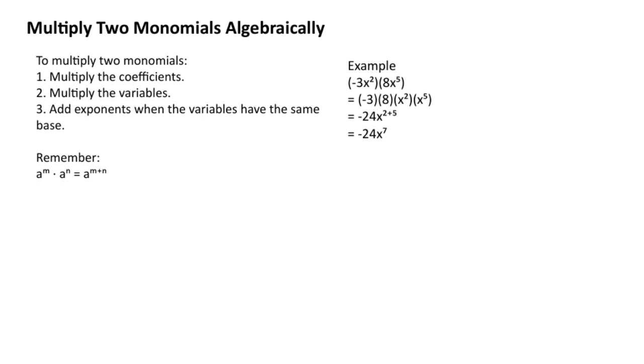Remember, the key points here are: first, multiply the coefficients; second, multiply the variables; and third, add the exponents when the variables have the same base. This process is essential because it helps us simplify and work with algebraic expressions efficiently. And as a quick reminder, the rule a^m times a^n equals a^(m+n), which is exactly what we're applying here, adding the exponents when multiplying like bases.